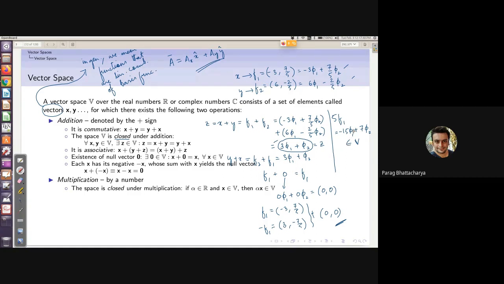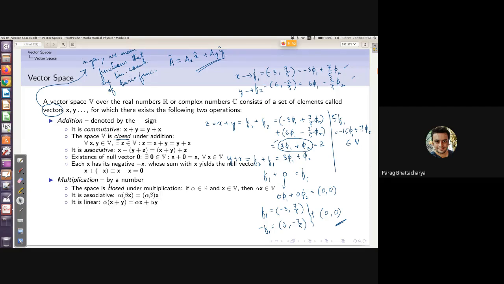So it does not matter whether you multiply with a scalar or add two vectors, the result will also be a member of the same vector space. It is associative. Suppose I have two numbers, alpha and beta, and I want to multiply them with a vector x. Either you can multiply with beta and then multiply with alpha, or first multiply alpha and beta and then multiply with x. The result is going to be just the same. So this property is known as the associative property.